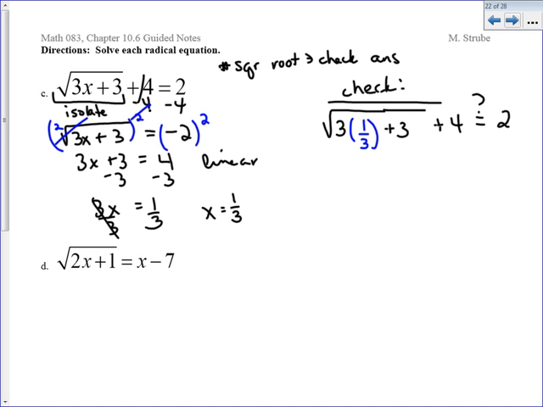So does everybody understand how I set up my check? I'm just taking my answer, going back to the original problem, and putting it in place of the x. We'll see if this works out. It's a real math thing to put the question mark over the equal sign because we're not sure.